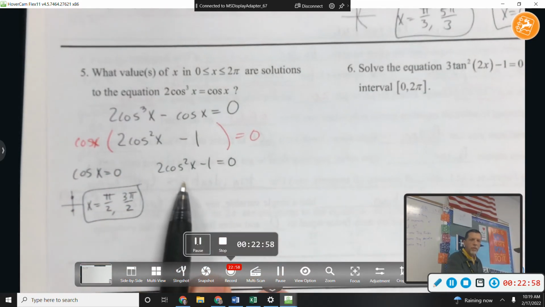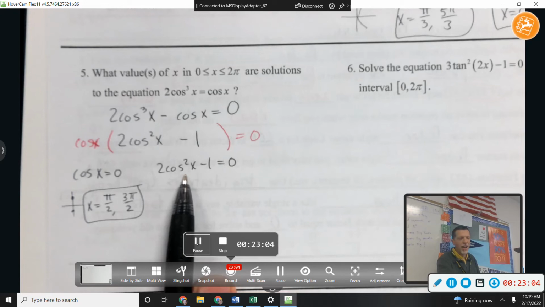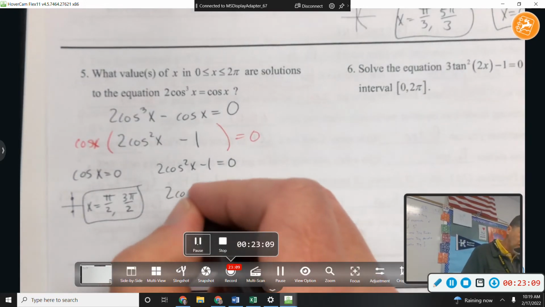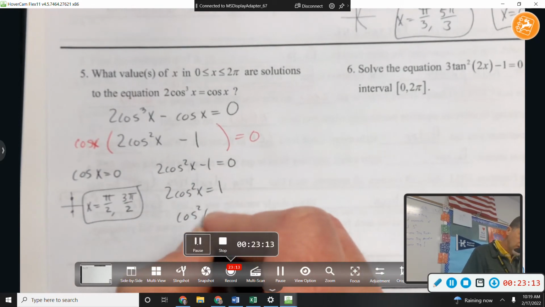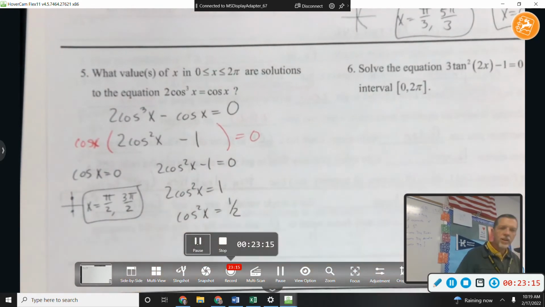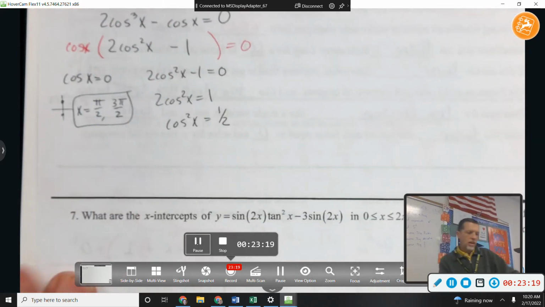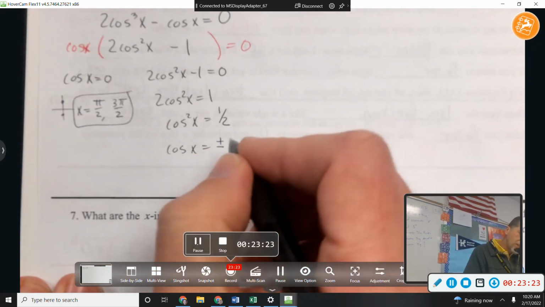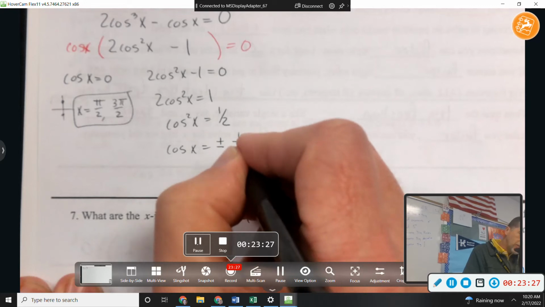A few people tried to factor this, but you can't. I mean, you can't factor that with integers. You can factor it if you get kind of goofy, but you can't factor that. So let's solve for cosine of x by moving the 1 over, dividing by 2, and then square rooting. So cosine of x equals plus or minus square root of 1/2, or 1 over square root of 2.